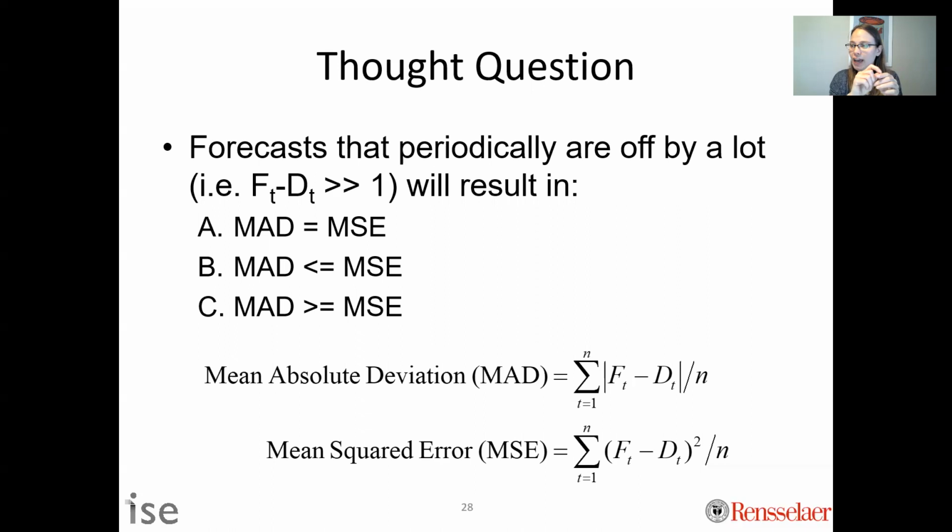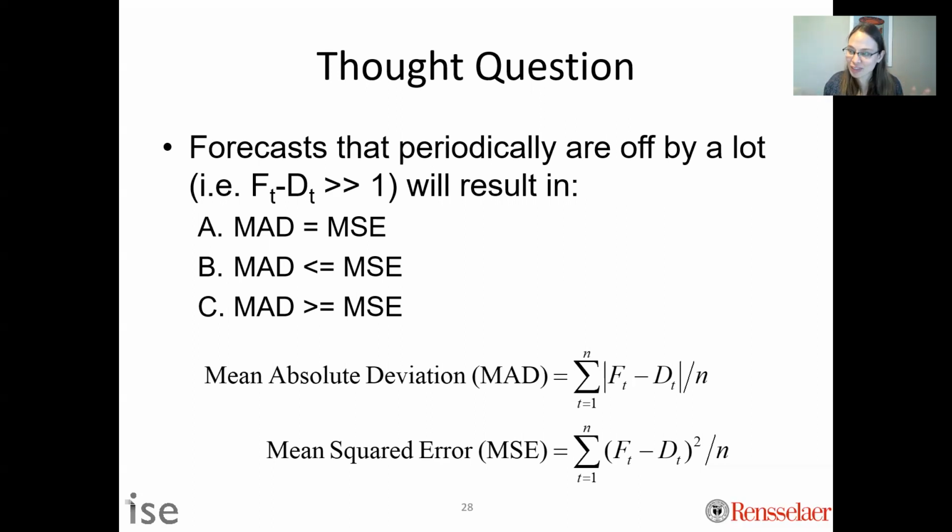In one case, every day I'm off by 1. Okay, so I forecast it 1 wrong. Versus another data set, where it's perfect, perfect, perfect, the next day I'm off by 100, perfect, perfect, perfect. That's what I mean by periodically off by a lot. So in that case, which of the following relationships fits? Does MAD equal MSE? Does MAD less than or equal to MSE? Or MAD greater than or equal to MSE?